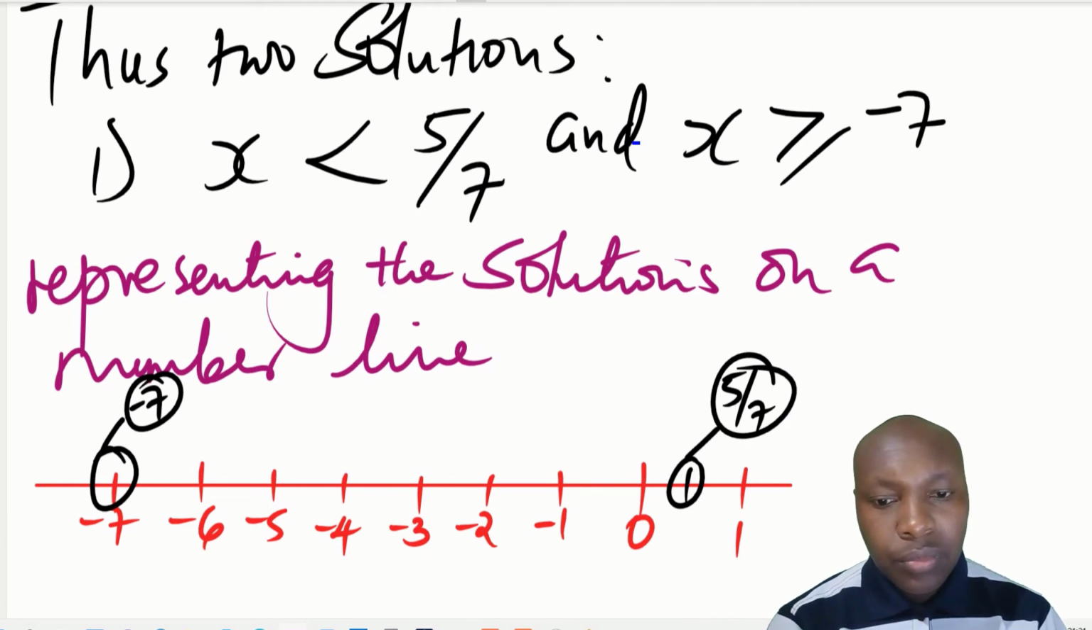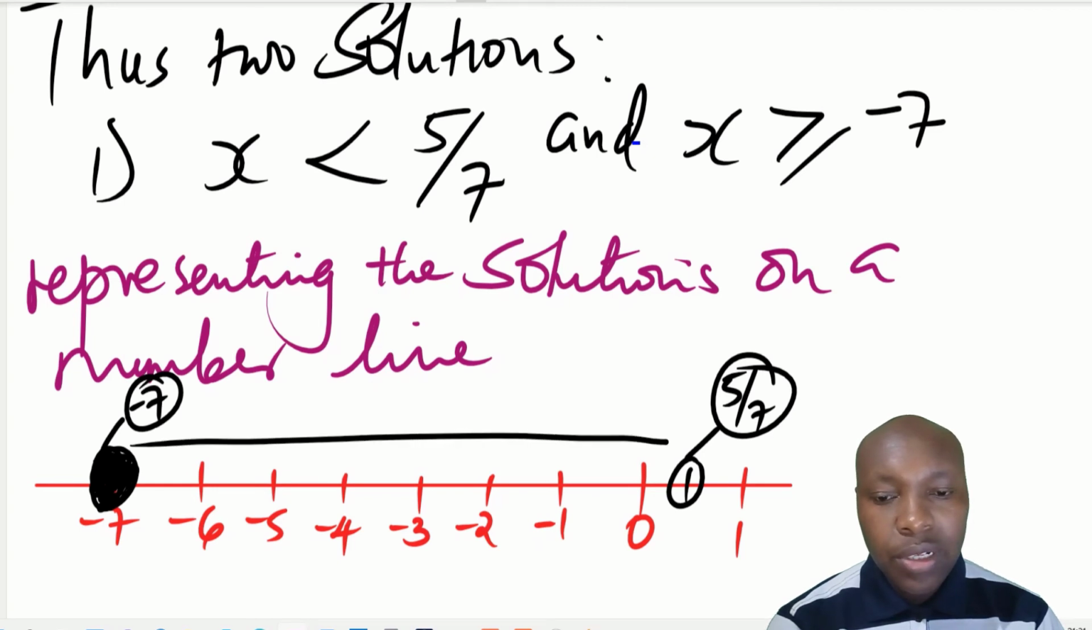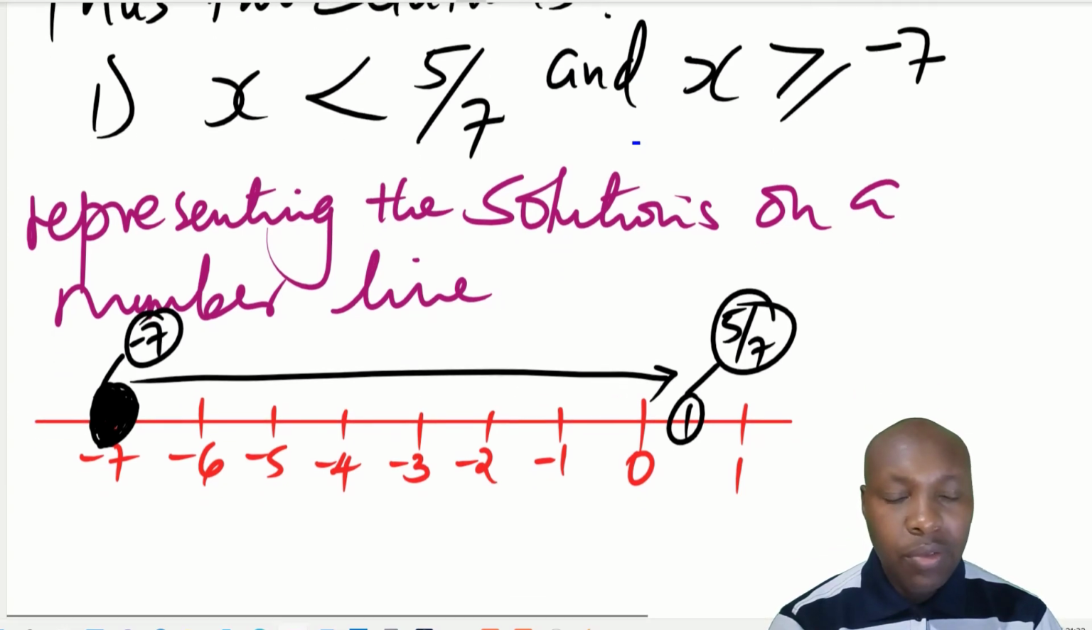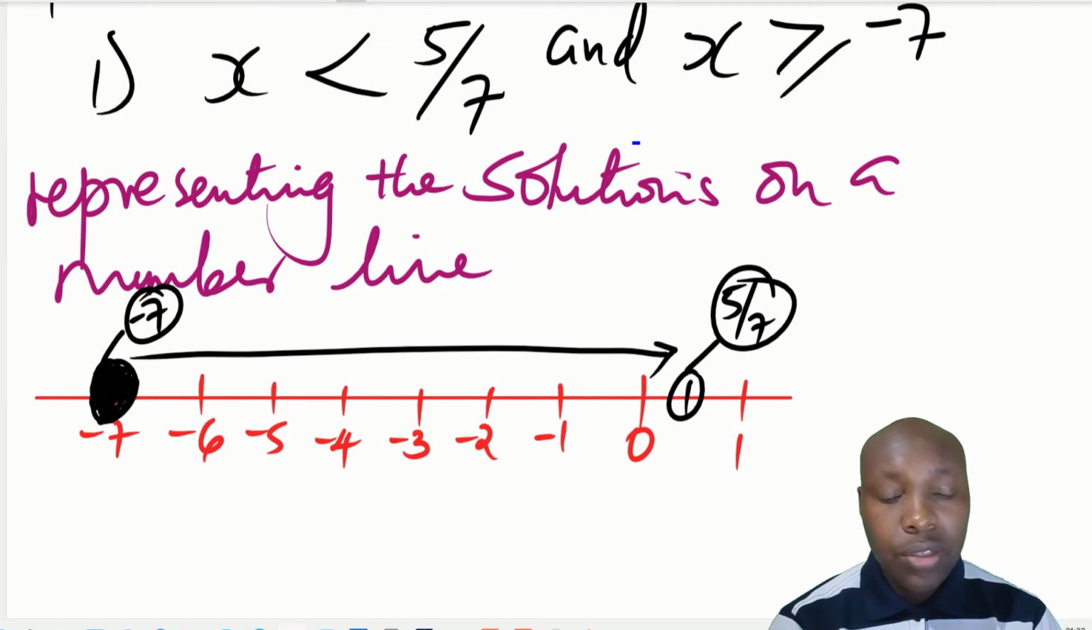Now we have to shade that point where we have negative 7, since negative 7 is part of the solution. Remember, it is greater than or equal to. So that equal sign means that negative 7 is part of the solution that you're going to obtain. But for less than 5 over 7, 5 over 7 will not be part of the solution.